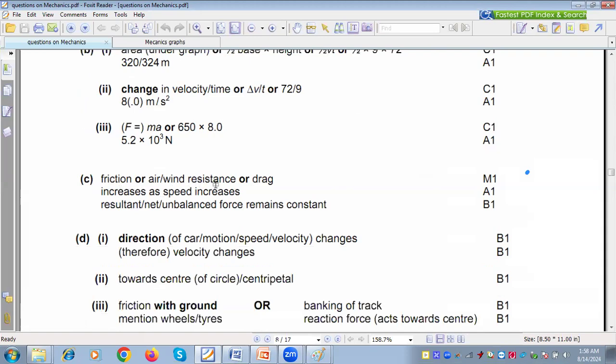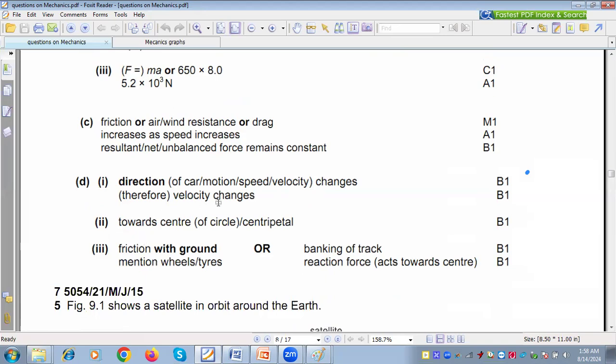Now, the friction or resistance increases as the speed increases, so the forward force should increase, so that the resultant force, the unbalanced force, keeps on acting in the same direction. So 3 marks. There should be the 3 points. The direction of the car is changing.